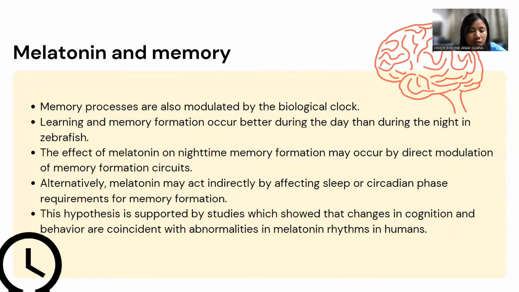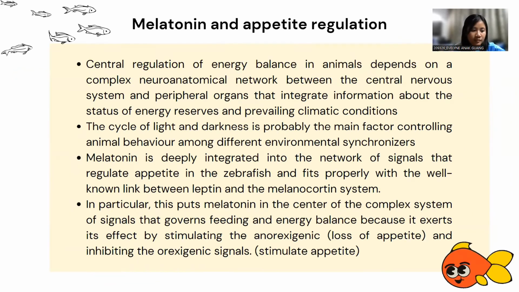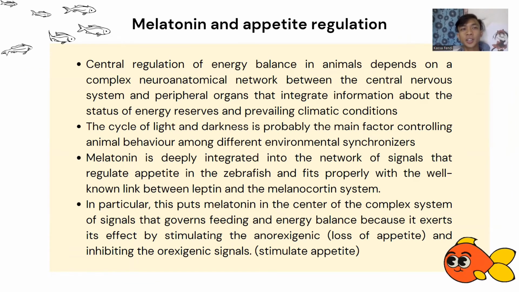This hypothesis is supported by studies which show that changes in cognition and behavior are correlated with abnormalities in melatonin rhythms in humans. Melatonin and appetite regulation. Central regulation of energy balance in animals depends on a complex neuroanatomical network between the central nervous system and peripheral organs that integrate information about the status of energy reserves and prevailing climatic conditions.